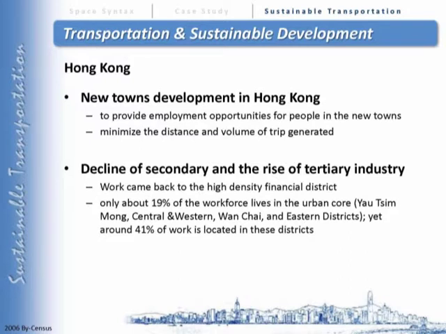However, the situation gradually changed along with the decline of secondary industry and the rise of tertiary industry, particularly the financial industry, in the 1990s of Hong Kong. The availability of work came back to the high-density financial district, which is located in the center of the urban core. According to the 2006 census, only about 19% of the workforce lives in the urban core. However, around 41% of work is located in these districts.